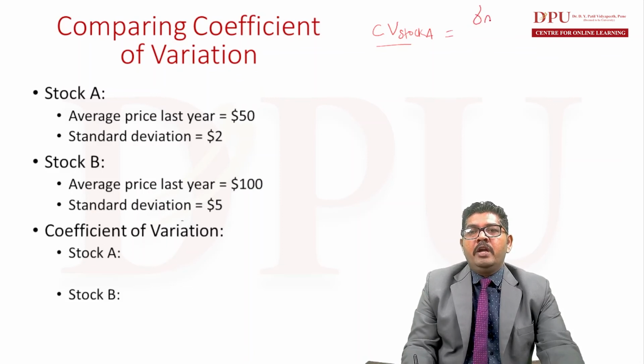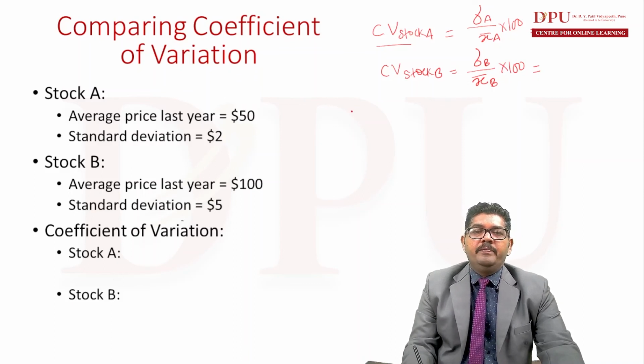Sigma of stock A divided by mean of stock A, that is x bar of A, and this is multiplied by 100. Then CV of stock B is equal to standard deviation of stock B divided by x bar of stock B multiplied by 100. So now we are going to judge which stock is more volatile, more risky.